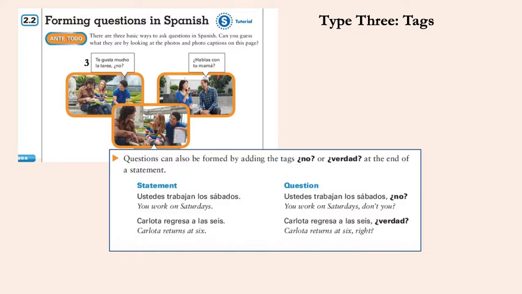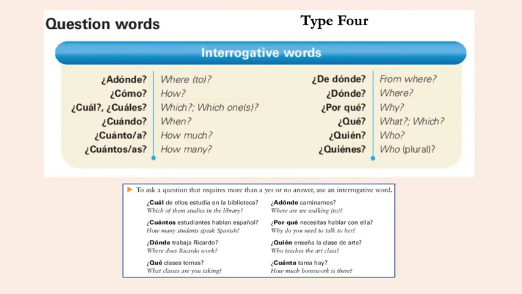Type 3 is what the textbook calls tags, the most common ones in Spanish being no or verdad at the end of a statement. We say the same thing in English. Sometimes we say right or you know. Por ejemplo, ustedes trabajan los sábados. Ustedes trabajan los sábados, ¿no? Or Carlota regresa a las 6. Carlota regresa a las 6, ¿verdad? These are quite common. The fourth type is using interrogative words, which are question words.